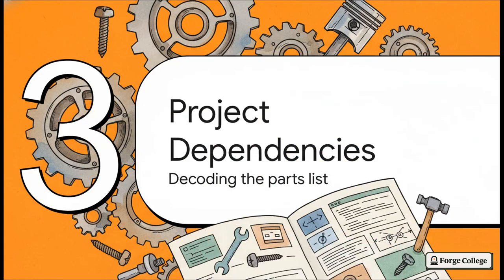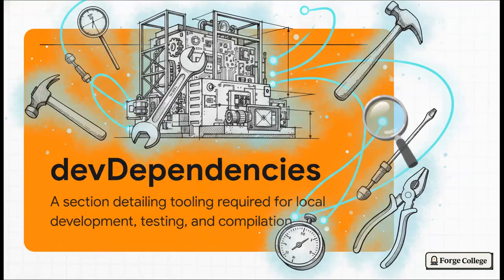All right, Section 3, Decoding Project Dependencies, Understanding the Parts List. Now that our engine is properly tuned, we need to make sure we actually have all the right development tools installed and ready to go. Take a close look at the dev dependencies block in your package manifest.